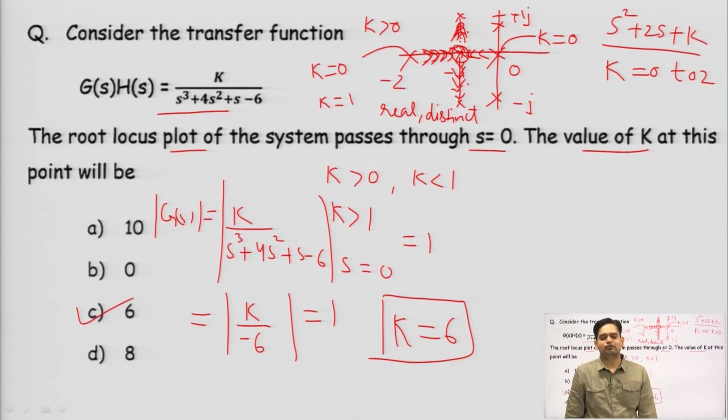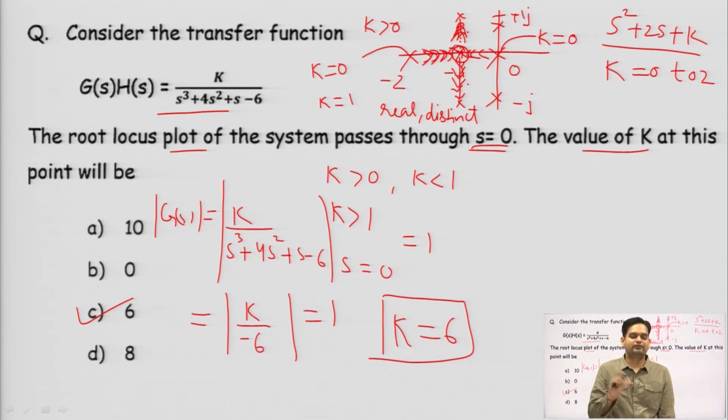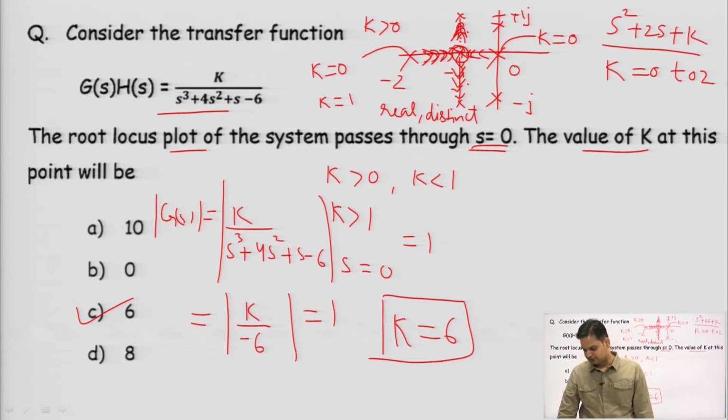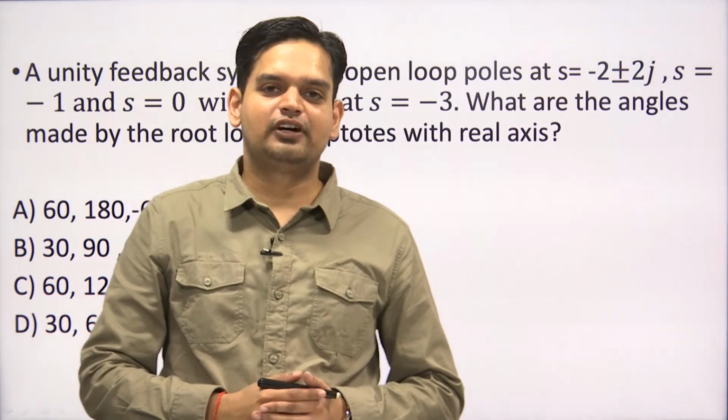So, whenever s is equal to 0 is given in the equation, it means it is satisfying the root locus. So, that is why I am putting s equal to 0 in the mod of g(s), and if you do this, then you will get the value of k. Okay. This is the solution of it. Okay. So, now we will see one more numerical.